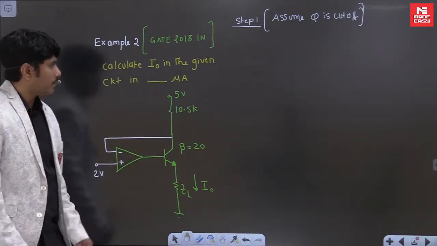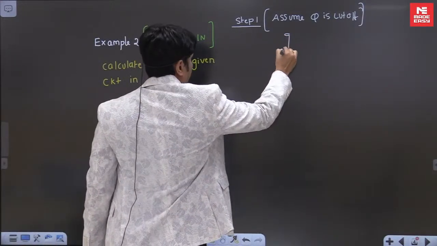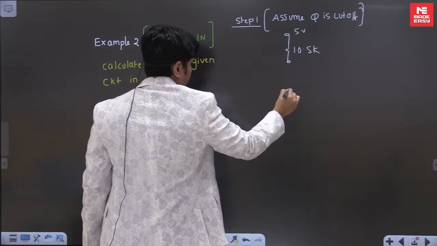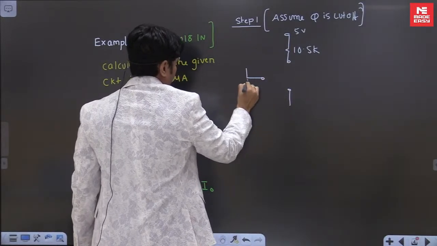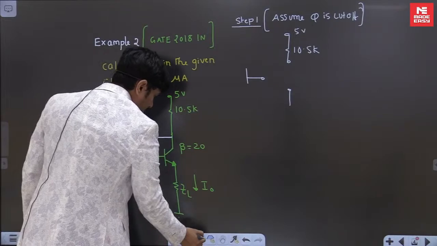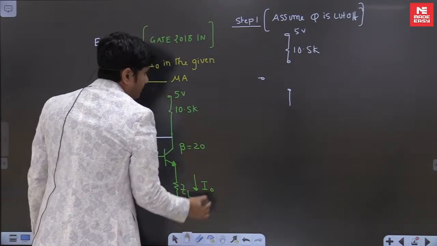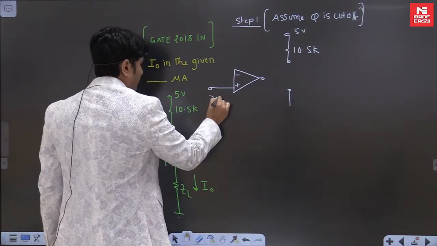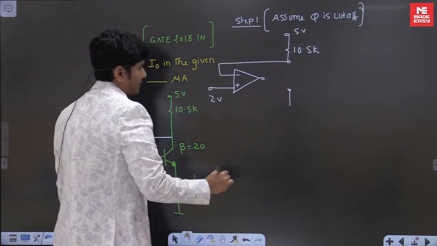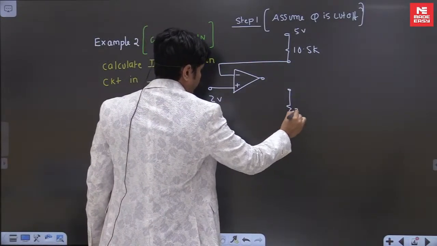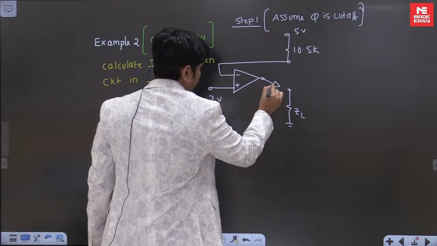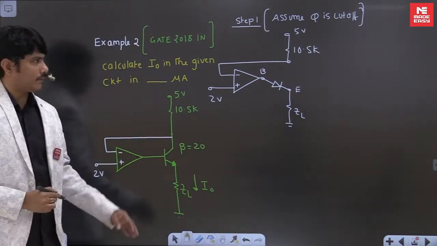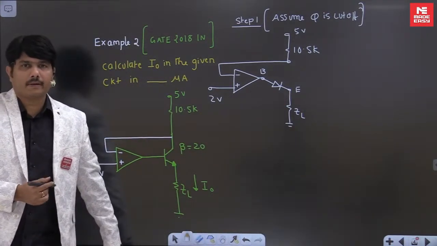Then this diagram looks like this. This is 10.5K. This is 5 volts. This is open circuit. We have an op amp, negative and positive. On the positive side we have 2 volts. The negative side is connected to this point. And finally, we have some ZL. There is a diode here, base to emitter connected, which is a very valuable diode to understand whether the switch is on or off. We can identify it very easily.